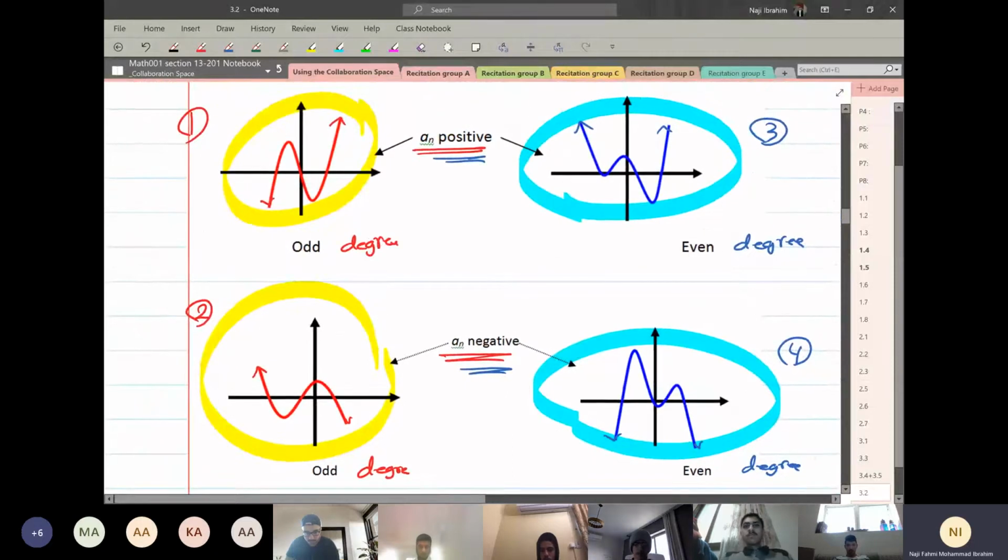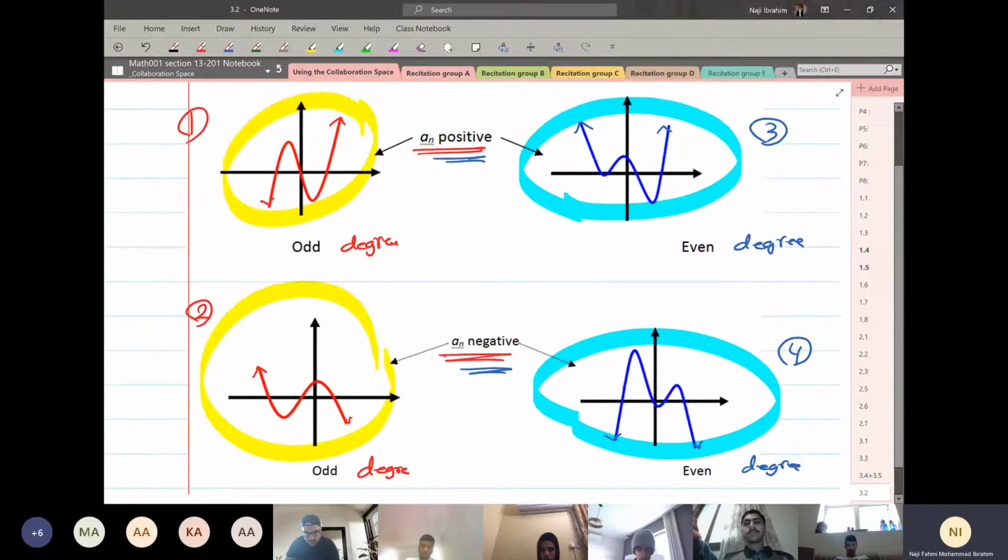If you look at graph number 1 on the left corner, from the left it's going down and from the right it's going up. So we say this is down far left, up far right, number 1. And this will happen if we have a polynomial of odd degree and the leading coefficient is positive.